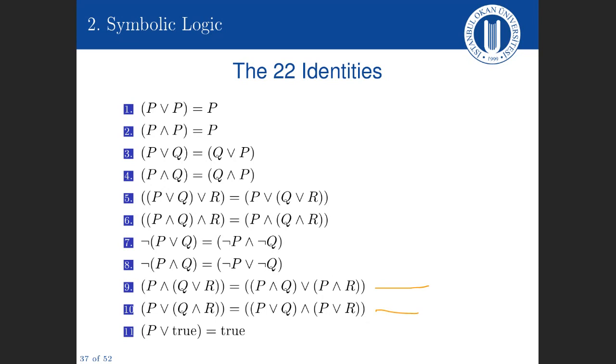Nine and 10, think about numbers. Think about if we had A multiplied by (B plus C). We know we can multiply that out to AB plus AC. Same idea is going on here.